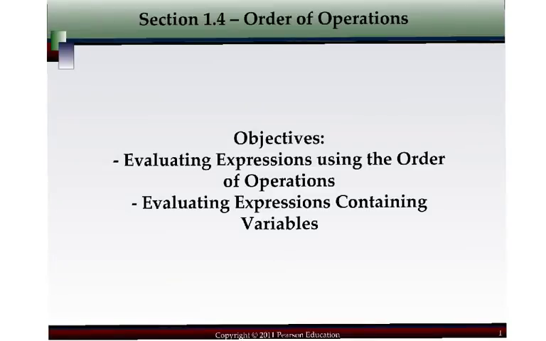Hello again, Algebra 3. This is going to be section 1.4, order of operations. And probably like I told you in class, this session is going to be pretty short and sweet. So the things that we're going to be looking at are evaluating expressions using the order of operations and evaluating expressions containing variables also using the order of operations.